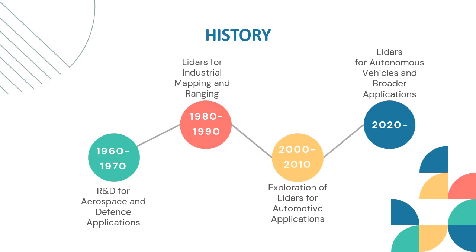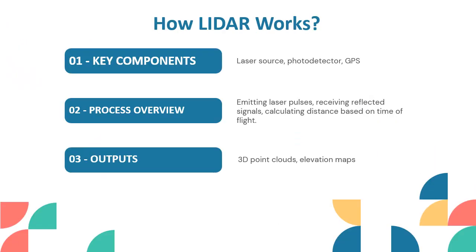The history of LiDAR goes as if it was first used for aerospace and defense applications, then in industries, and then for exploration and automotive applications. And now, finally, we are using it in automated cars and autonomous vehicles and other broader applications.